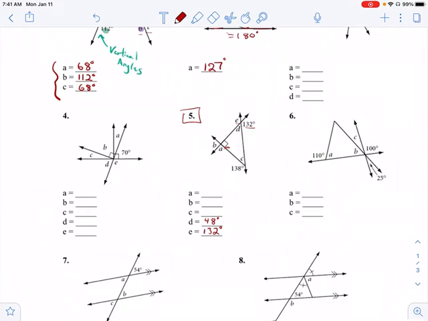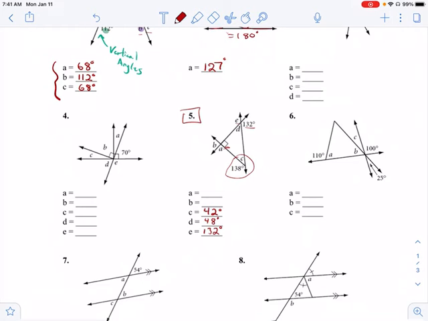Actually, I kind of want it to be 42 degrees. Yeah, sorry, 42 degrees for C. And I was double checking myself there because here I also know that those are a linear pair, so that needs to add up to 180 degrees.